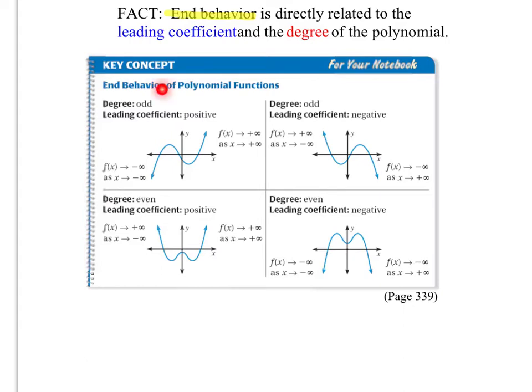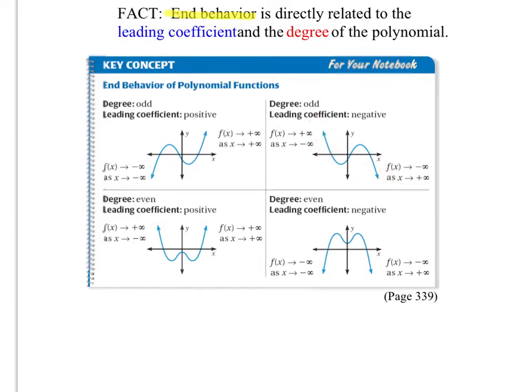First off, I'm going to focus on these top two where we have an odd degree. So if we have x to the third, x to the fifth, x to the seventh, something like that, then we know that we're going to have the left end and the right end going in opposite directions. But which side is going to go up and which side is going to go down is going to depend on the leading coefficient. Now, we've practiced finding leading coefficient, and that's just the number that's out in front of the biggest exponent. So if that leading coefficient is positive, then the left end will go down, right end up. And if the leading coefficient is negative, left end up, right end down.